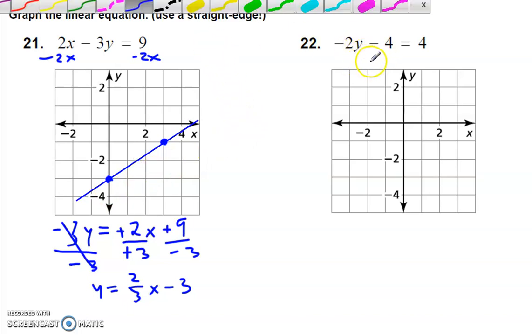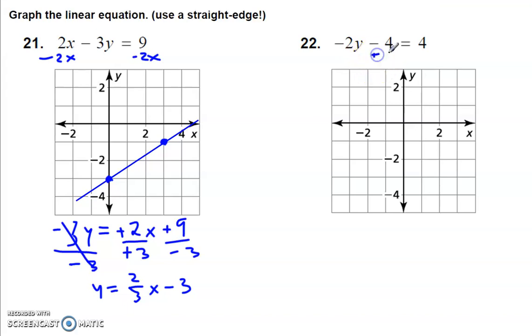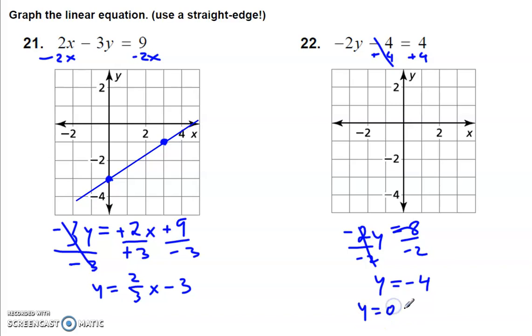Notice that this one doesn't have an x, so we already know this is going to be a horizontal line. Add 4 to each side, and then we get negative 2y is equal to 8. That was supposed to be a negative over here. Divide by negative 2 on each side. And then y is equal to negative 4. So that's the same as saying y is equal to 0x minus 4.